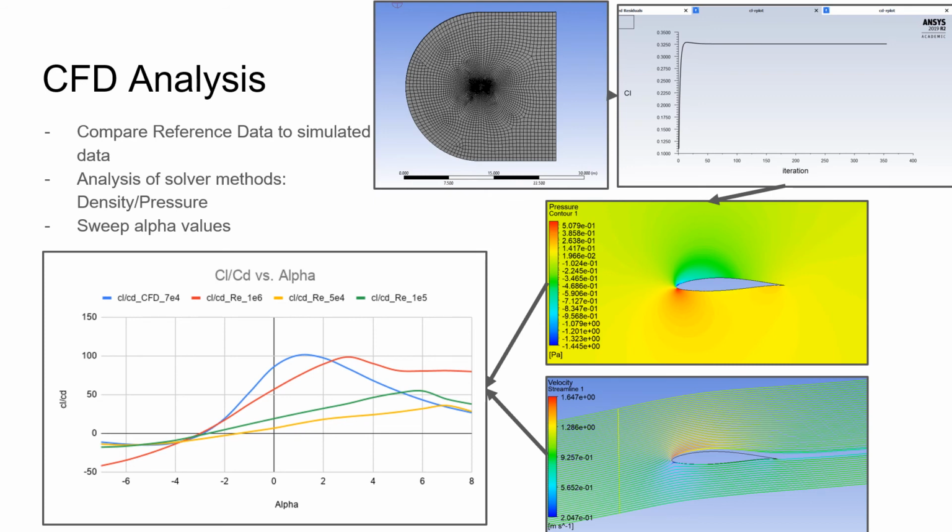So basically what this involved, we would solve the Navier-Stokes equations and then post-process all this information into comparing it to our reference data. The graph you can see there is a comparison of the efficiencies for our CFD data, which had a Reynolds number of around 70,000, compared to the 1,000,000, 50,000, and 100,000 that airfoil tools gave us. And then on the right-hand side, you can see the velocity stream post-processing images and the pressure contour plots.